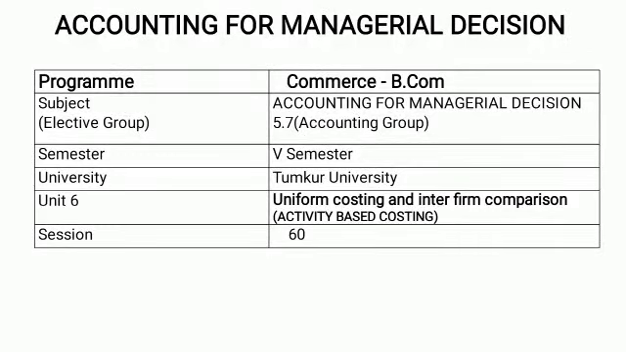Dear students, this lecture is for 5th Sem BCom. The subject is Accounting for Managerial Decision. Today's topic is Uniform Costing and Interfirm Comparison, and the subtopic is Activity Based Costing, Unit 6, Session 60.